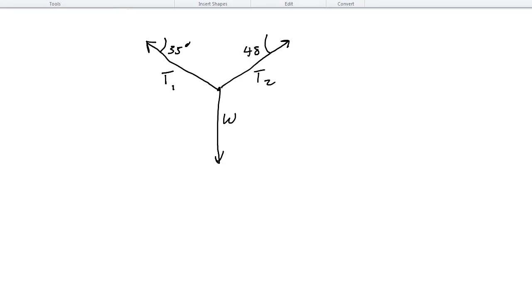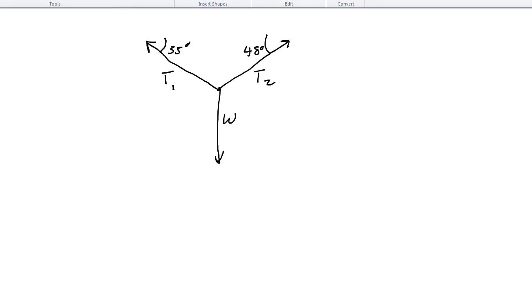write out a free body diagram for our system. So I represent my mountain climber as a point mass. My mountain climber has a weight, W, and the mountain climber's weight is supported by one rope pointing this way that acts at an angle of 35 degrees. And according to the problem, that's tension 1. And this direction, I have another rope supporting the mountain climber called tension 2. And this rope is acting at an angle of 48 degrees.